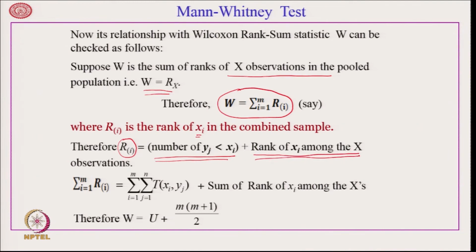x values. Therefore, the sum of R_i is equal to the summation over i = 1 to m, j = 1 to n of T(x_i, y_j), plus the sum of ranks of x_i among the x's. Now, among the x's we have m observations. Therefore, the sum of ranks is going to be m(m+1)/2, and therefore this element, which is nothing but the U statistic, is coming here, and from here we can find that the relationship is W = U + m(m+1)/2.